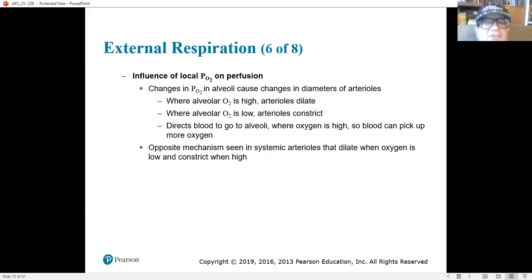This is the opposite mechanism that we see in systemic arterioles, which dilate when oxygen is low, because that makes it easier to deliver oxygen to the tissues, or constrict when high, because it's easier to, again, do the delivery to just where it's needed.